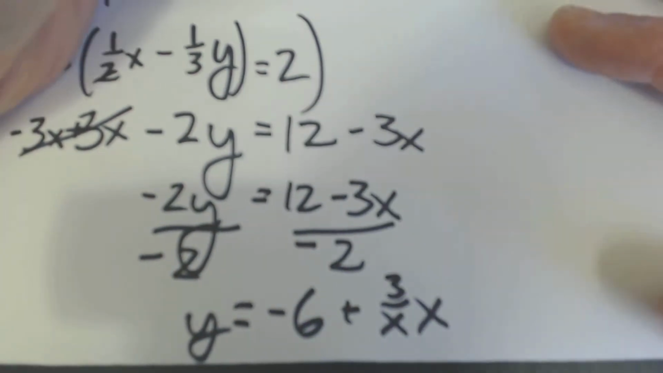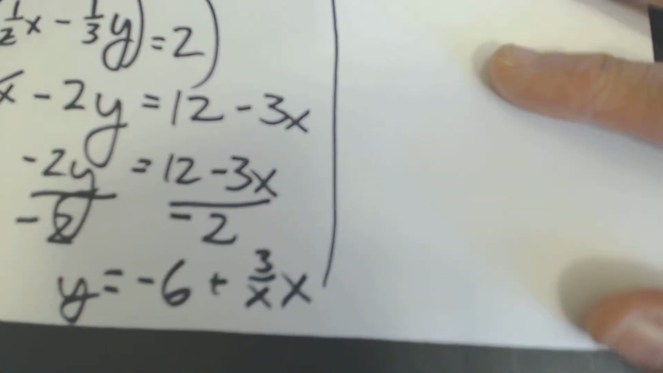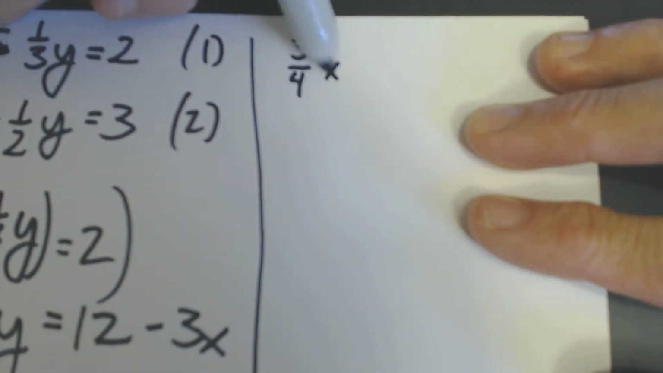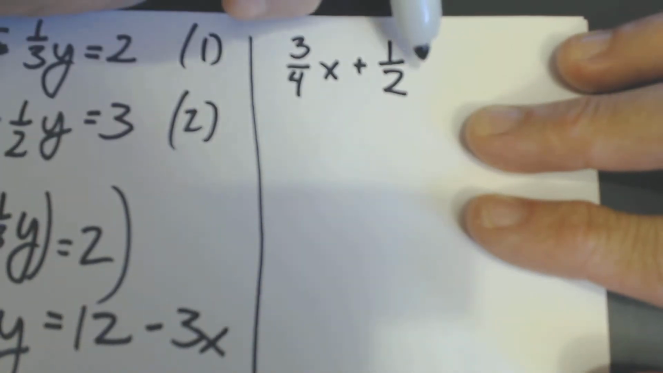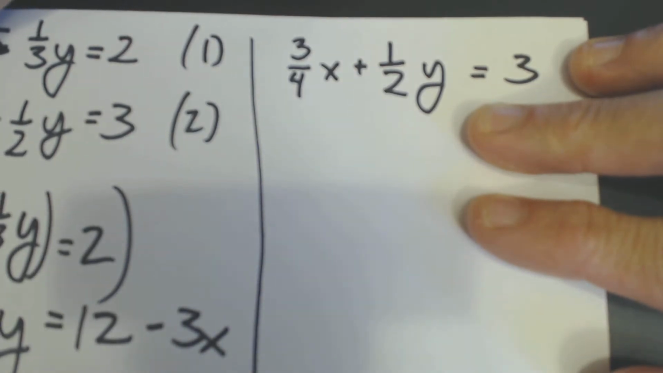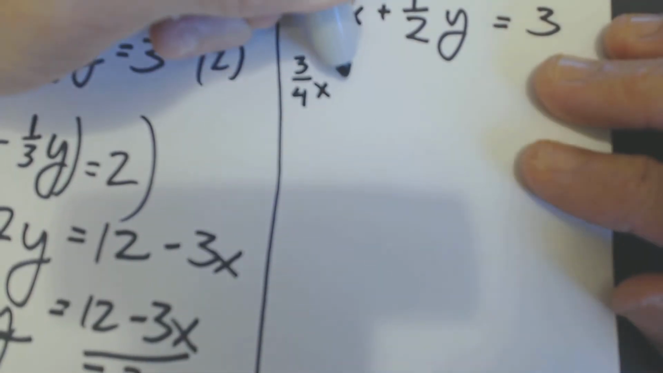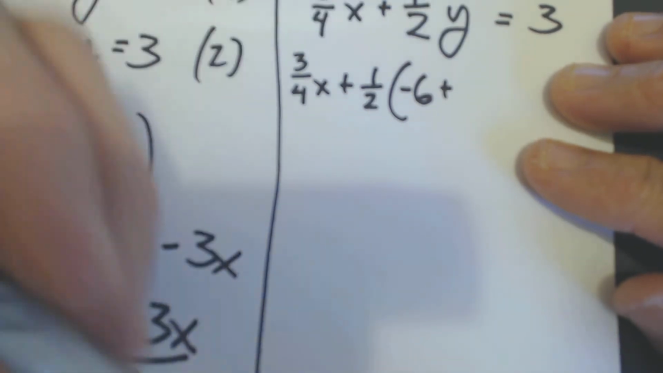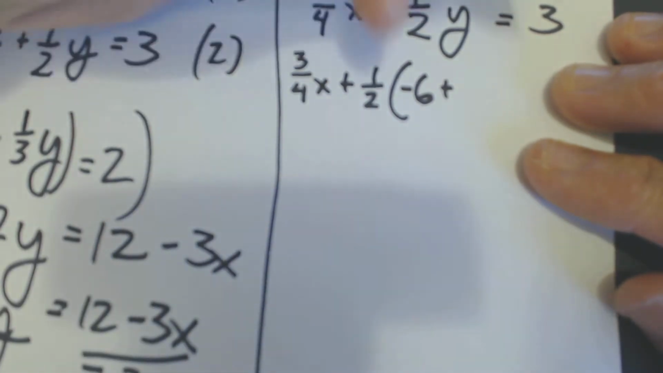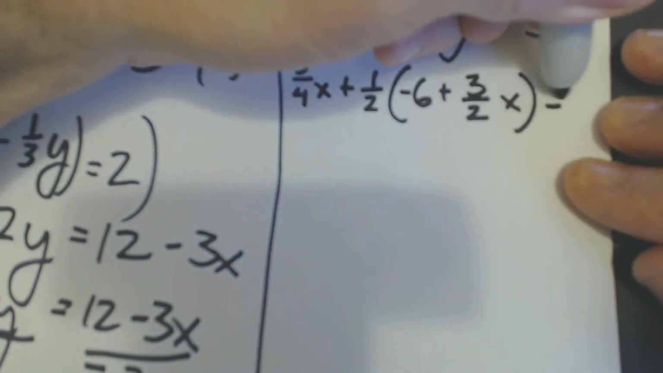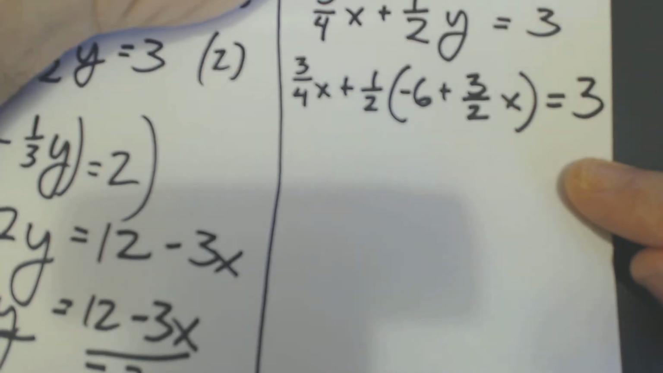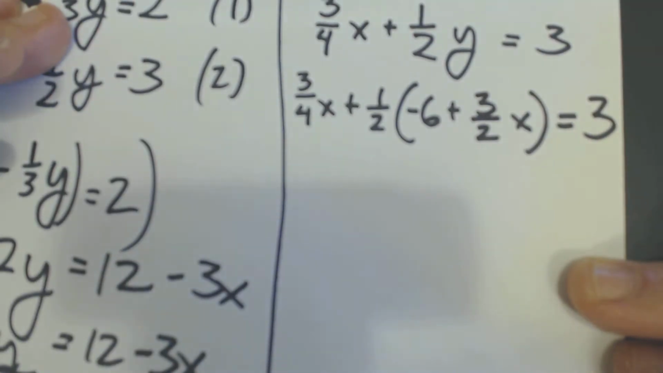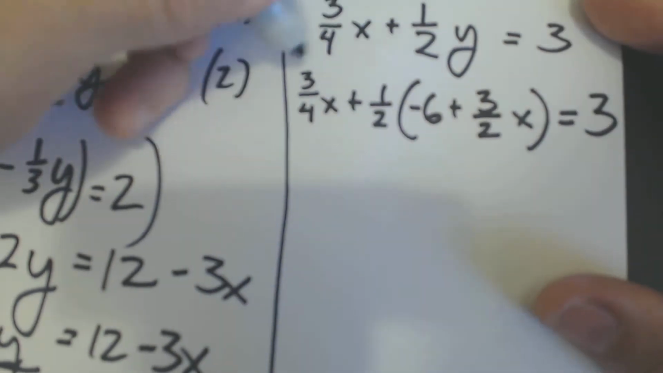So let's plug this into equation 2. Equation 2 is 3/4 x plus 1/2 y equals 3. So 3/4 x plus 1/2 times negative 6 plus 3/2 x equals 3. Okay, so now let's get rid of the fractions, shall we? Multiply the whole thing by 4.